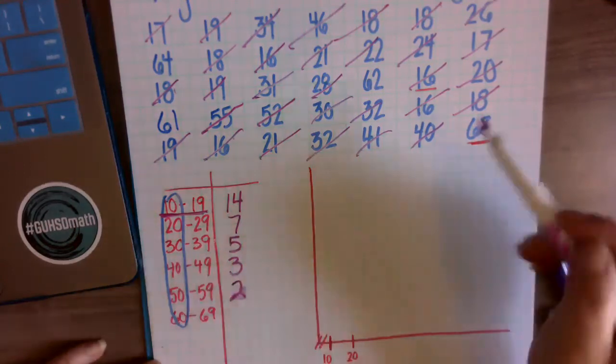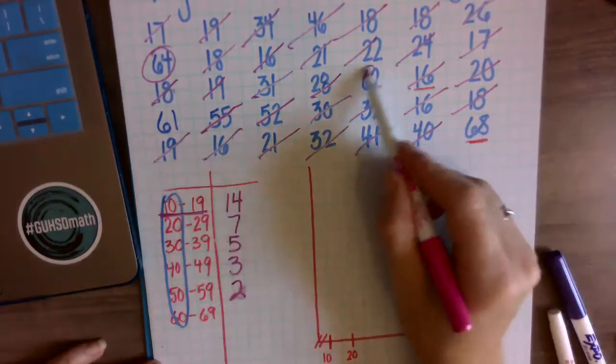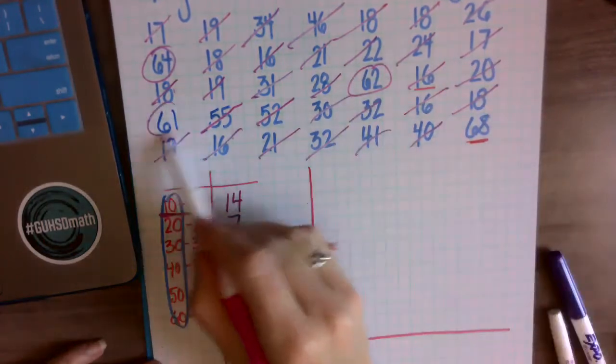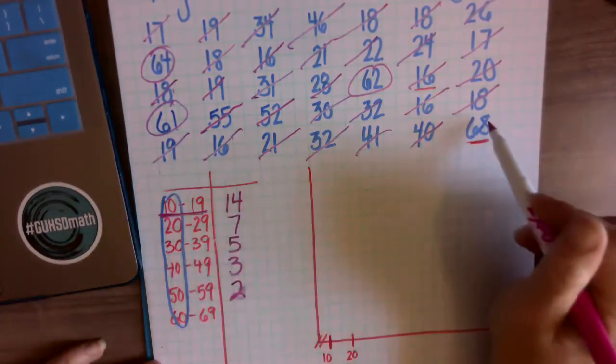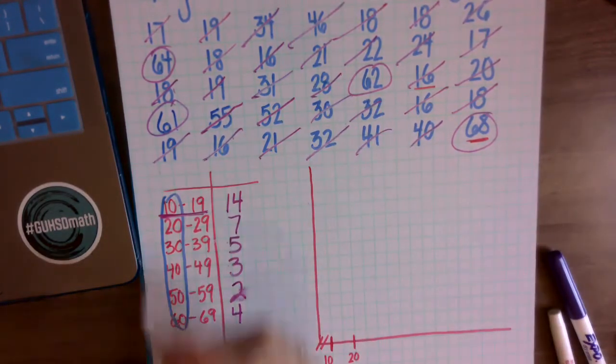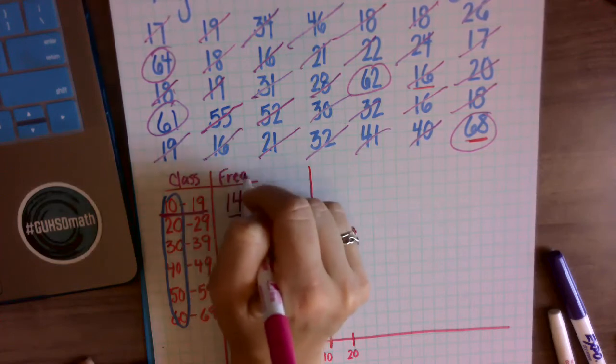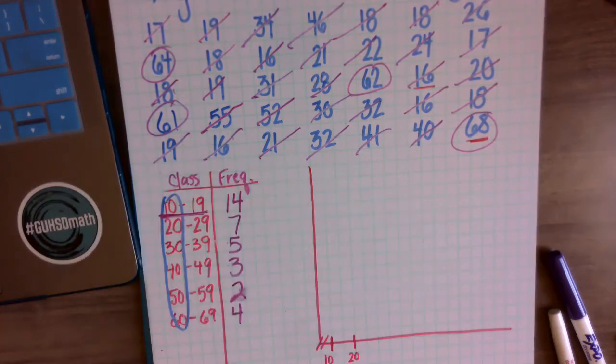And last but not least, in my 60s, I have a couple of those. Those might be like retirement jobs. I have 1, 2, 3, 4. It looks like 4 people in their 60s that are working at Target. This is going to be what we call a class. And this is a frequency, meaning how often there were.